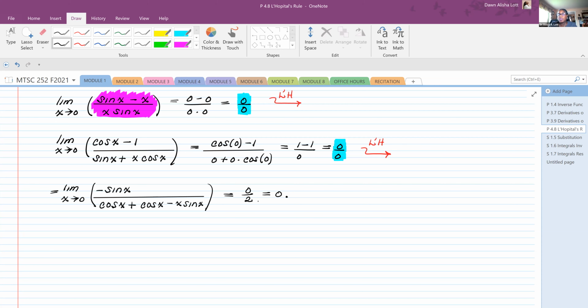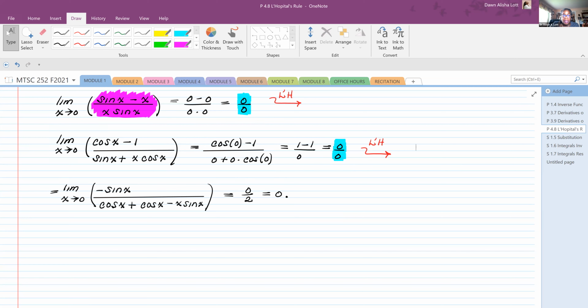Okay, so we've shown what to do for L'Hopital's rule. When we get 0 over 0, we're going to differentiate the numerator, differentiate the denominator, and reevaluate the limit. If we get infinity over infinity, we're going to differentiate the numerator, differentiate the denominator, and reevaluate the limit. If we get 0 times infinity, we need to rewrite it so that it looks like 0 over 0 or infinity over infinity. And if I get infinity minus infinity, I'm also going to rewrite it.